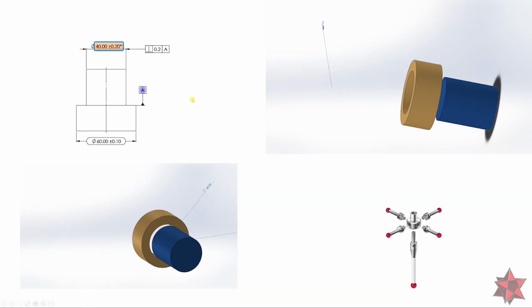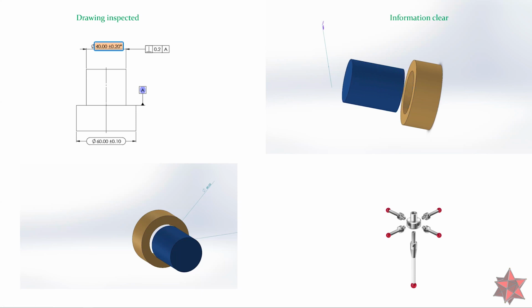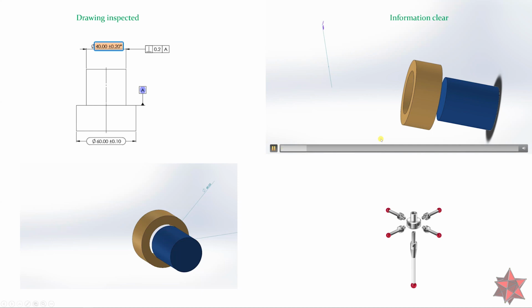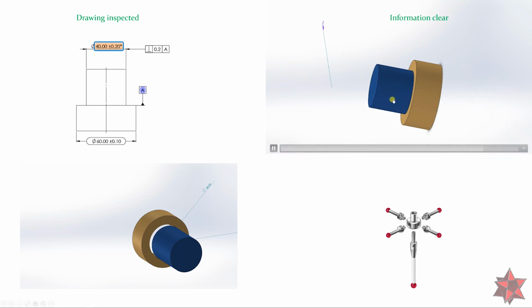Okay, so we have inspected the drawing and we have correctly extracted the datums and the dimensions that need to be measured, right? Okay. Now, the information is pretty much clear. The problem is that this part doesn't go inside this part like this, like we can see here. Okay, and that's why they want to measure this part.